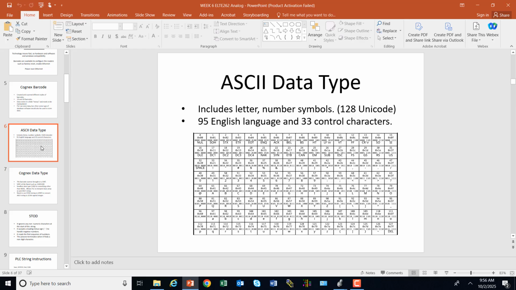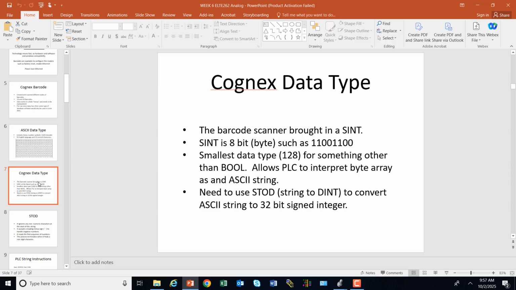It brings in different items from the English language as well as control characters. For example, I just look at G right here. It's 01000111, which is G, right? So it brings in, like I said, letters and some control characters. And when I say messy, that's kind of what it was bringing in.